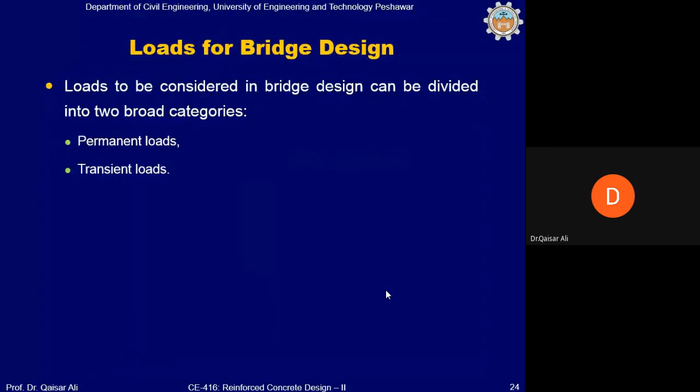So these were different types of bridges. If you have any question, you can ask. Otherwise, we will go ahead and discuss loads for bridge design. Okay, if there are no questions, then let's go ahead.